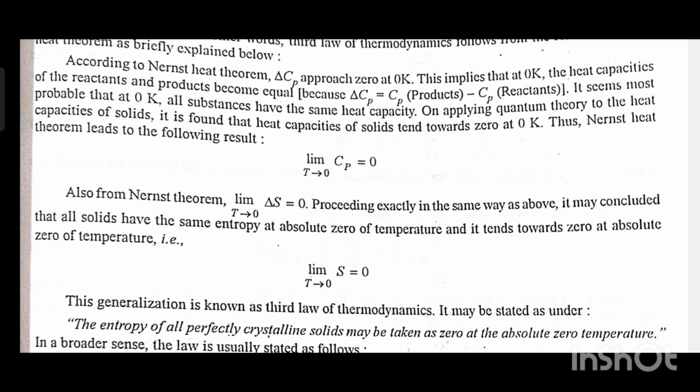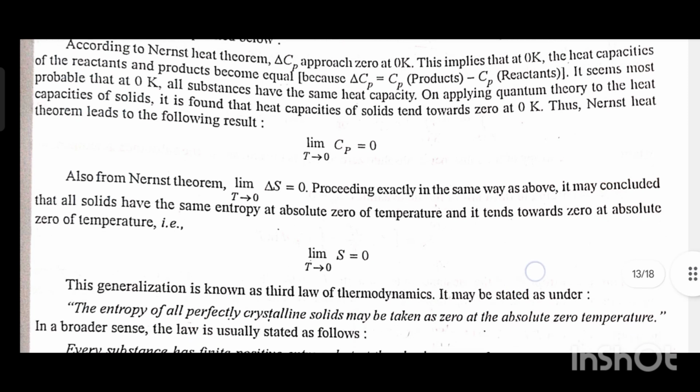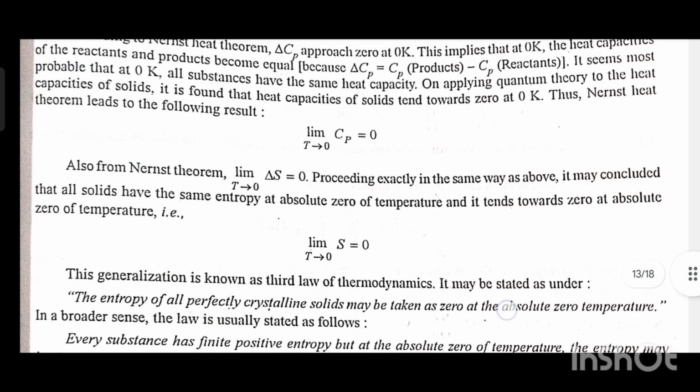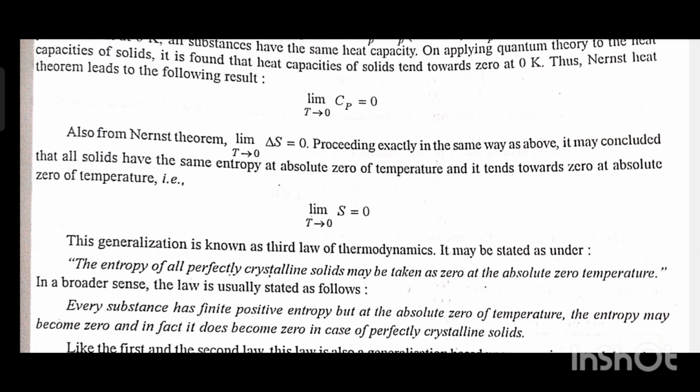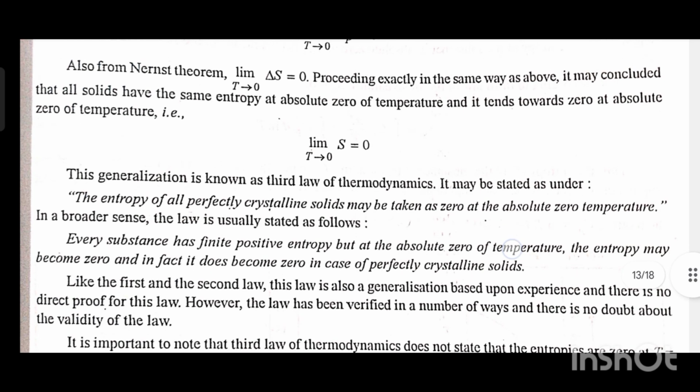On applying quantum theory to the heat capacities of solids, it is found that the heat capacity of a solid tends towards 0 at 0 Kelvin. Thus, the Nernst heat theorem leads to the following result: limit T tends to 0, Cp is equal to 0. Also from the Nernst theorem, limit T tends to 0, delta S is equal to 0.